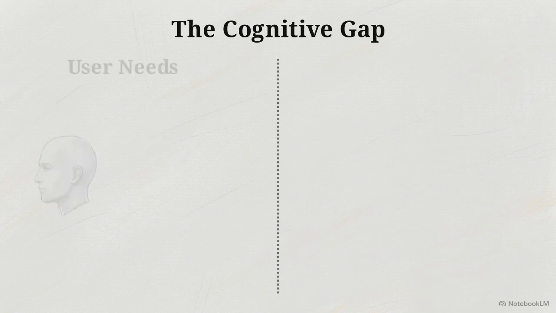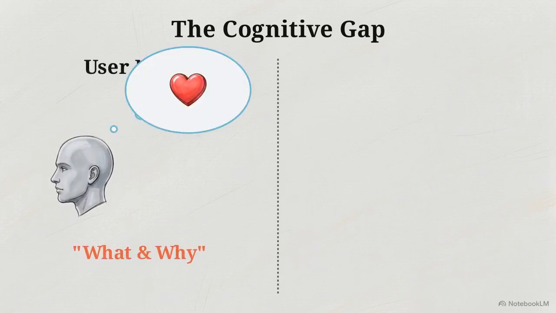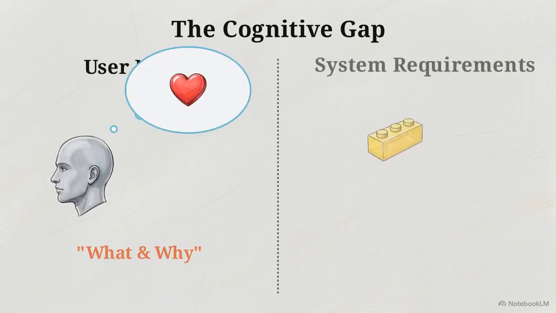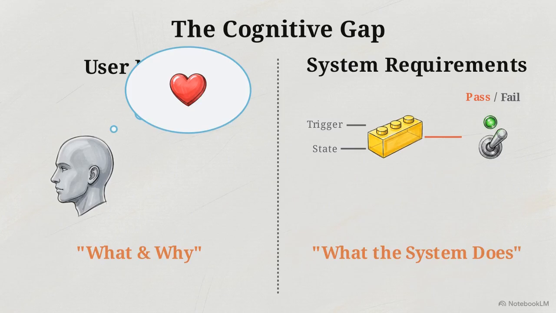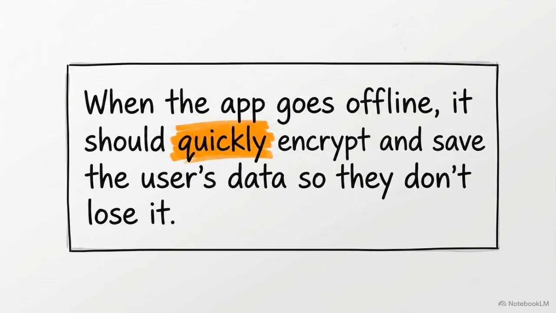Business planners speak in needs, what the user wants and why they want it. Developers, however, build logic gates. They require binary, structured requirements, what the system physically does. Take this standard product request. When the app goes offline, it should quickly encrypt and save the user's data so they don't lose it.